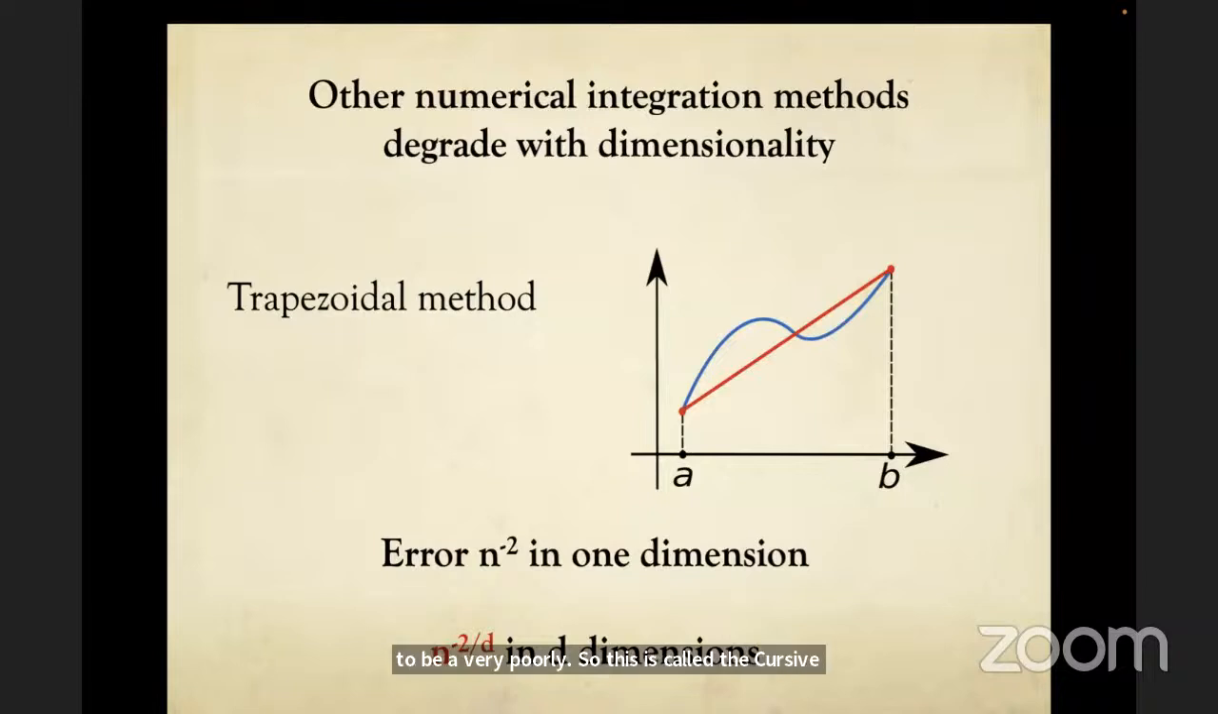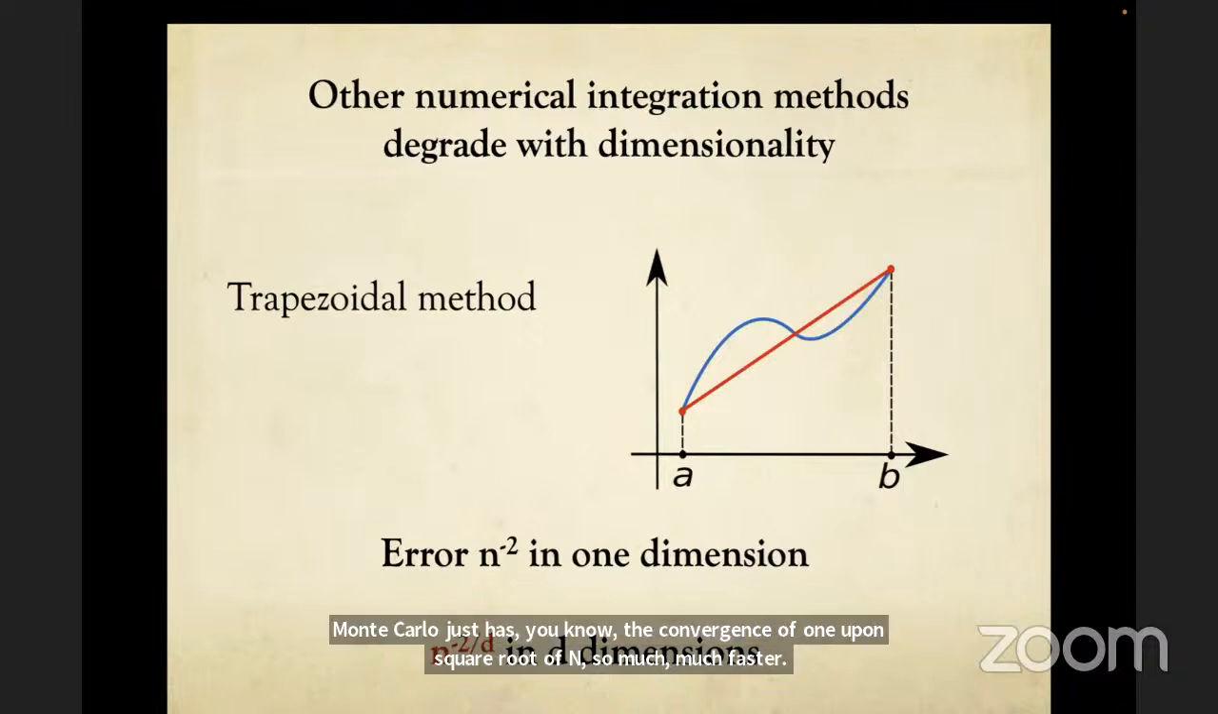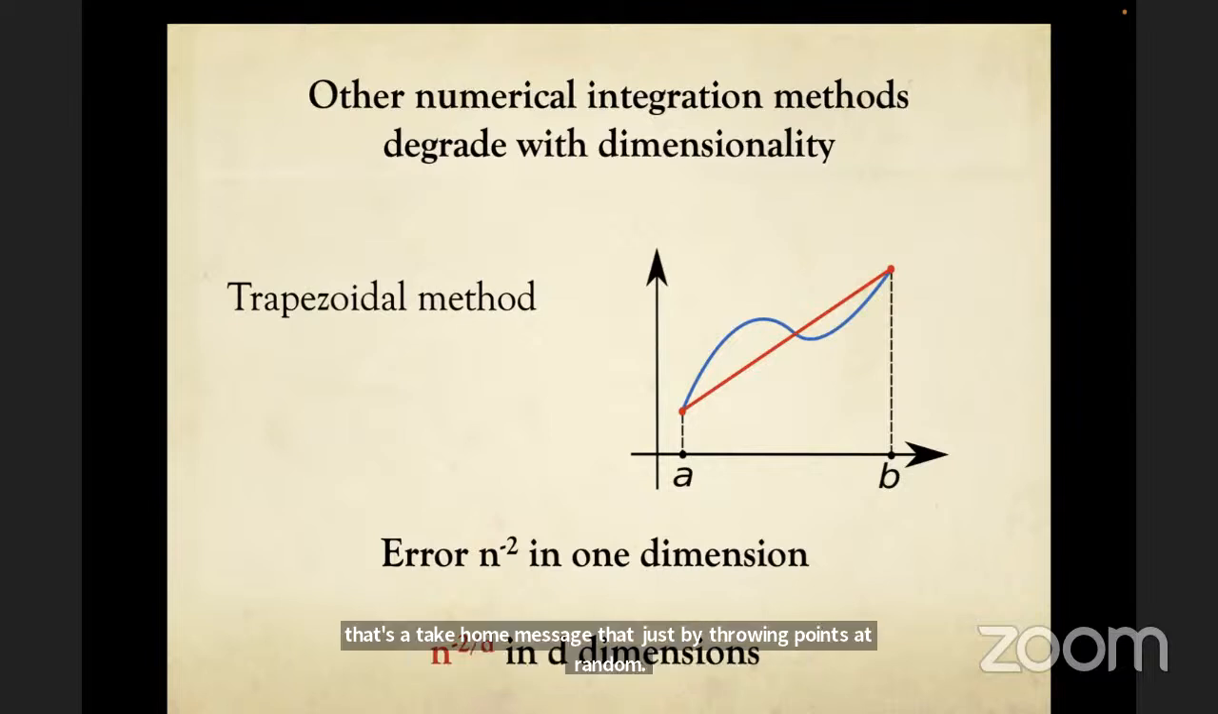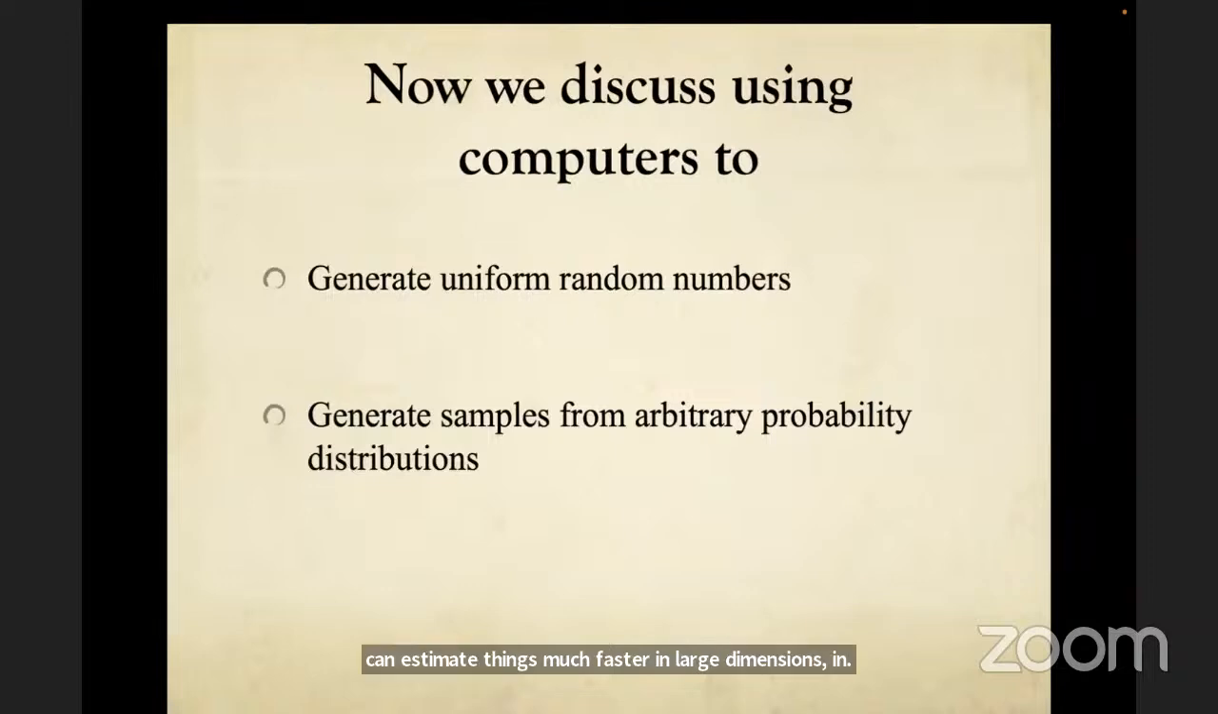All these methods which compute areas using rectangular or trapezoidal kinds of methods are going to suffer from the fact that they'll have too many points in the space, a lot of places where you don't need those points. While Monte Carlo just has the convergence rate of 1 upon square root of n, so much, much faster. So that's a take-home message, that just by throwing points at random, you can estimate things much faster in large dimensional space. Okay, now I'll quickly tell you how we generate uniform random numbers.